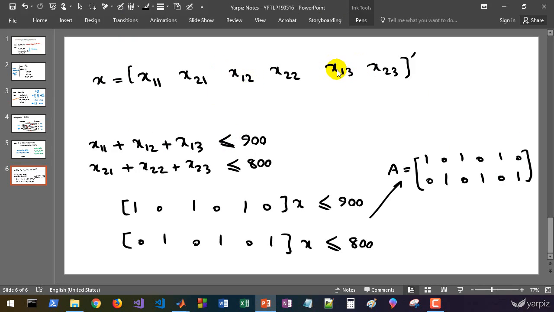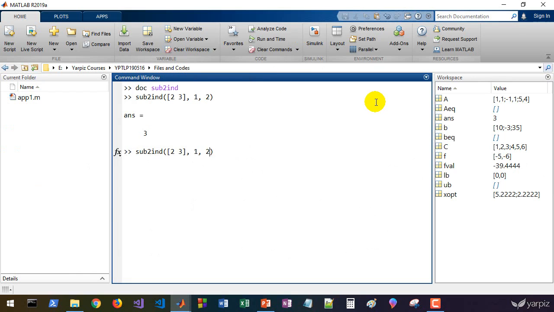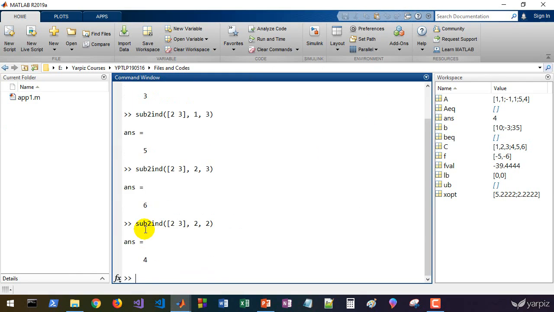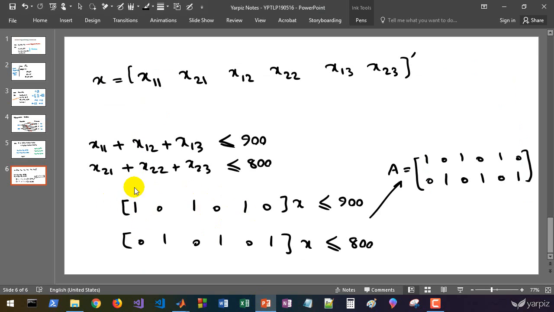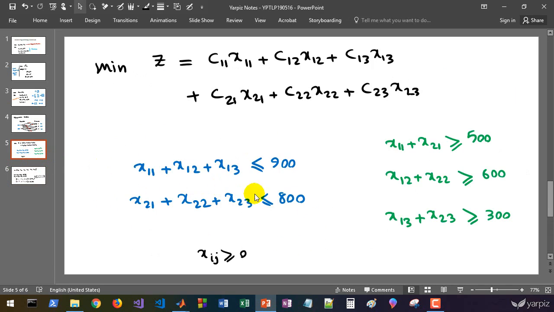And let's check the 1 2 3. 1 2 3 is 5. 2 3, it's the 6th, and 2 2, it's the 4th, and this works as well. So with this function we can find related indices and fill the related indices with ones, and we just repeat this for all providers and all consumers. For providers, this is their production capacity, and for the consumers, this is the demand and the requirement.